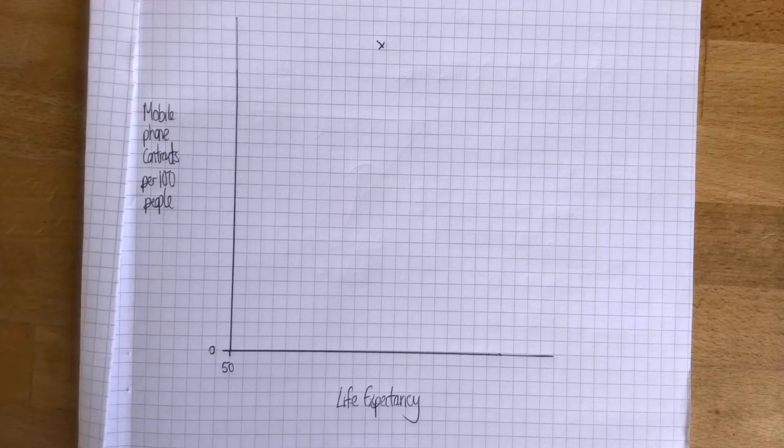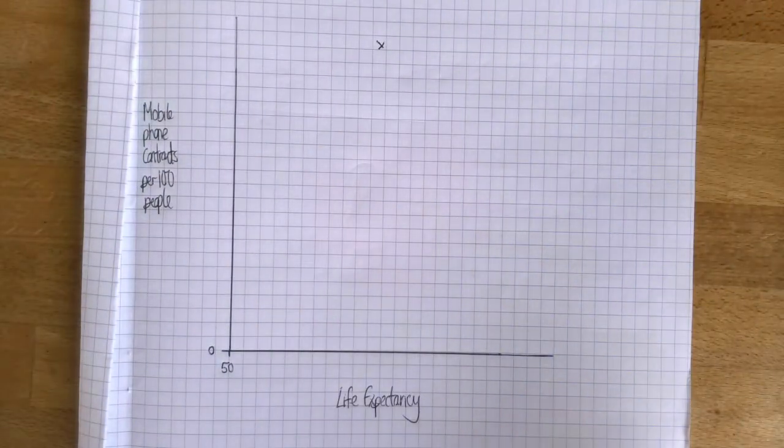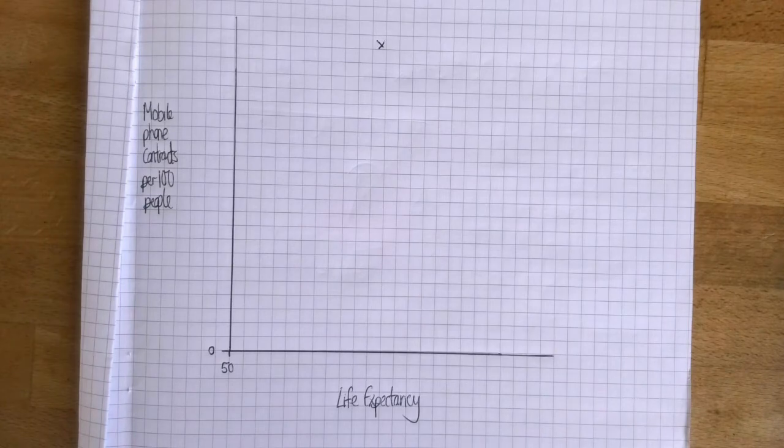Remember, we don't join our crosses up, dot to dot. We do our 20 crosses, but then if you think you can see a correlation, you get your ruler out and draw a line of best fit. And remember, lines of best fit don't go through the origin necessarily, and we only draw one if we think there's a correlation.